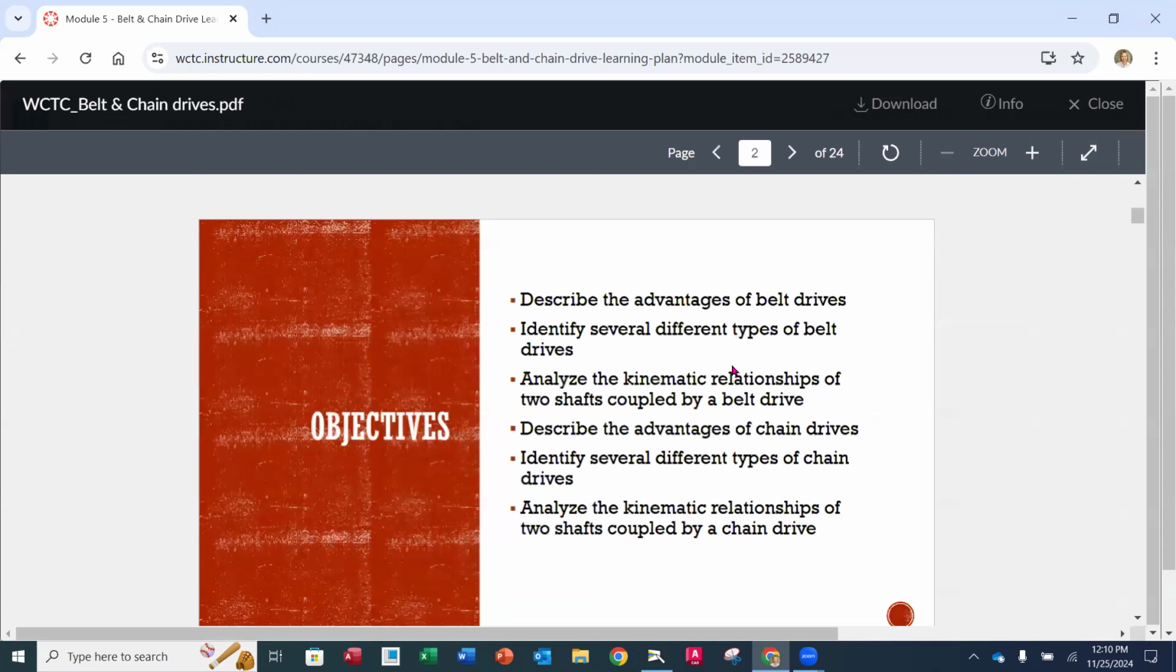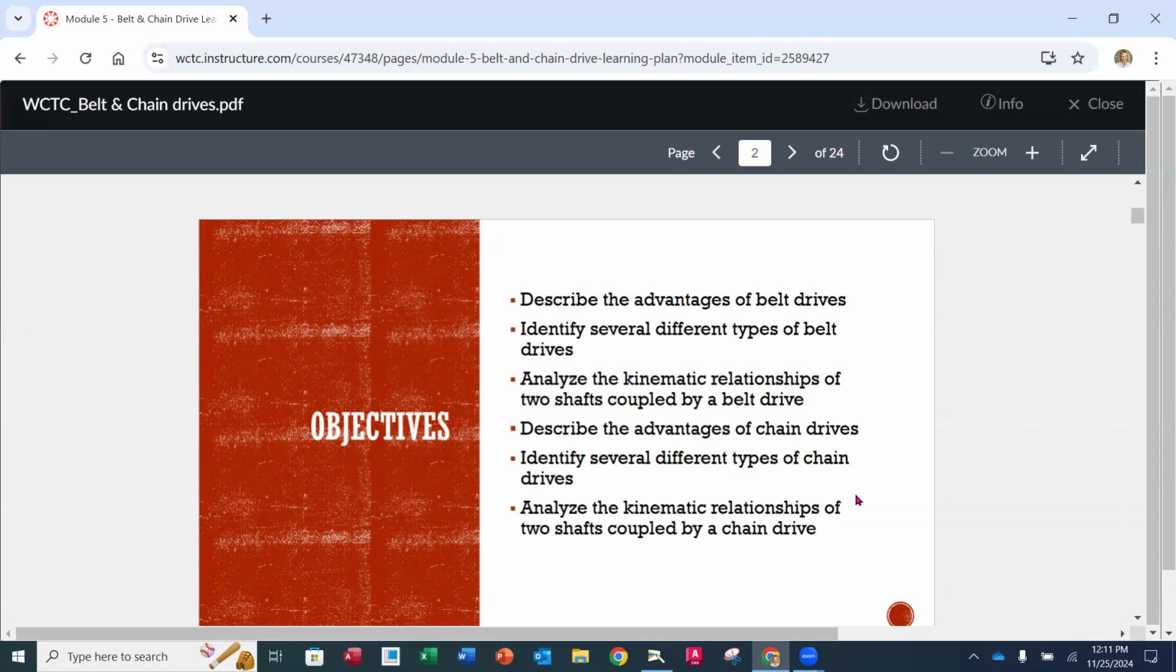So our objectives here are basically to look in depth at belt and chain drives. First of all, we want to know why and when we would use a belt drive. What are the advantages of it? We'll look at different types of belts that we may want to apply for industrial designs, and also analyze the kinematic relationships of 2 shafts coupled by a belt drive. This is where we're going to see some similarities to what we've already looked at in previous modules.